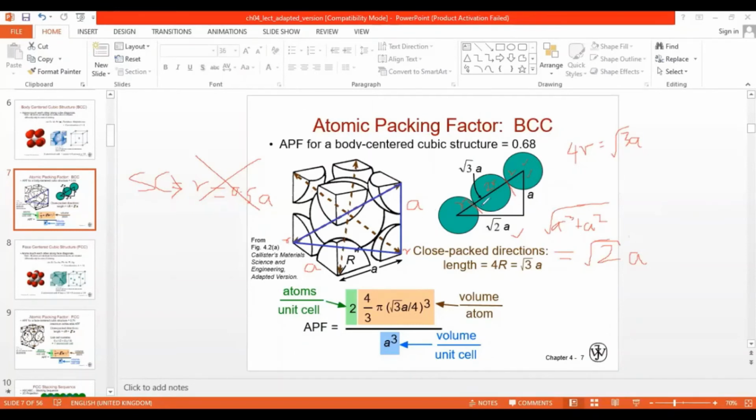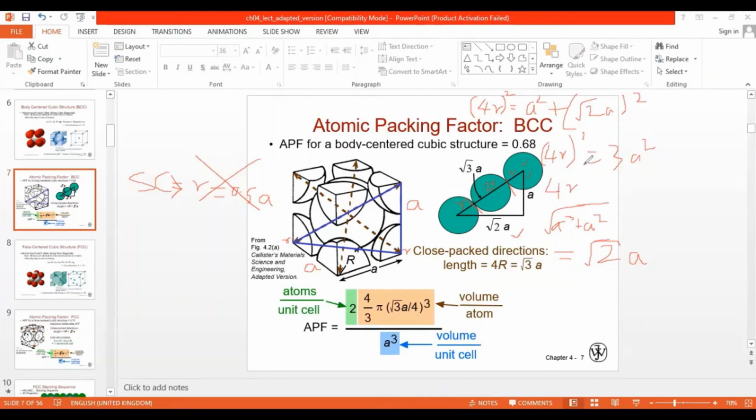Now I have 4r here, so I can put it into the Pythagoras equation. 4r square is equal to this square plus this square. That's what the Pythagoras equation is like. So this square is a squared, this one is root 2a whole squared. When I solve, here I have 4r whole squared, and here I have a squared plus root 2a whole squared, that is 2a squared, that is 3a squared.